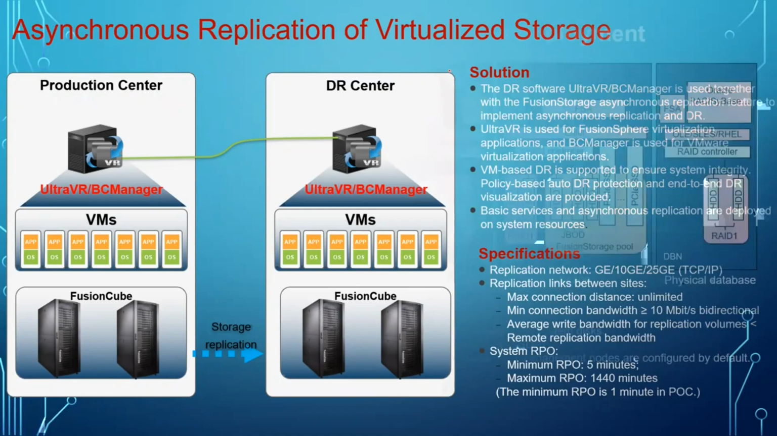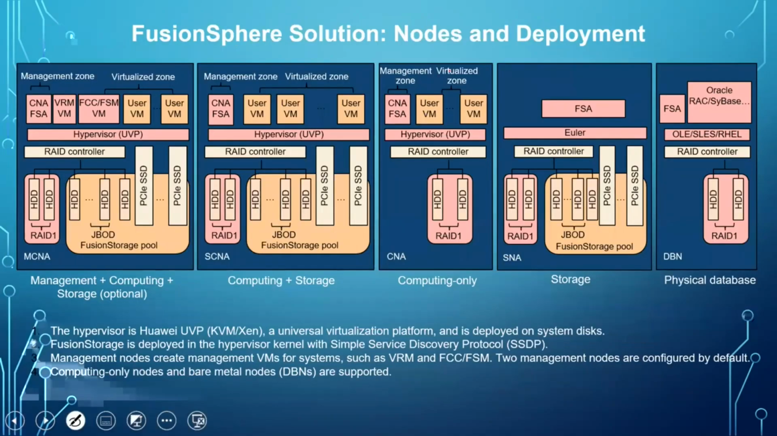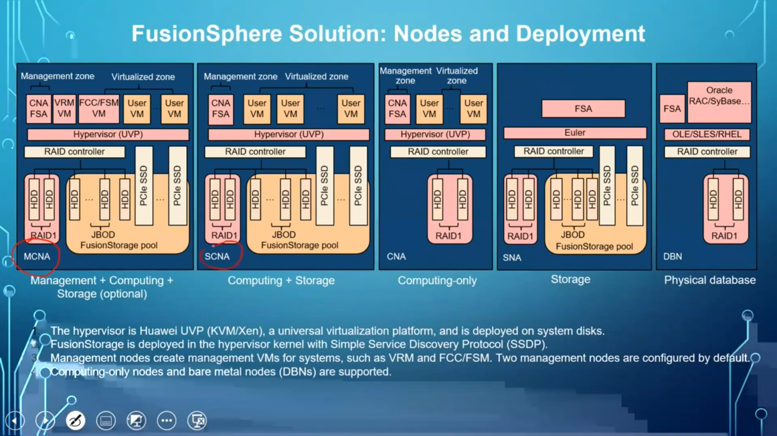In the FusionSphere solution, we have different nodes. These are the node types. For example, MCNA is used for management and cluster management. All the management components are stored in MCNA. SCNA is computing plus storage. In MCNA, we can create user VMs as well. It acts as storage, management, and compute, so we can use MCNA for user VMs, for storage, and for management. MCNA can have all the roles.